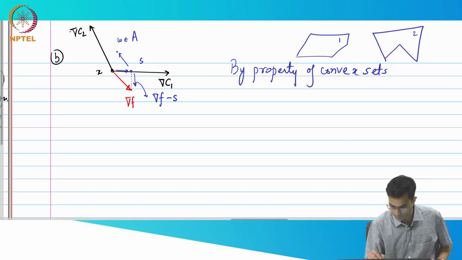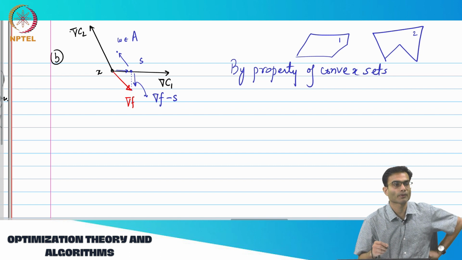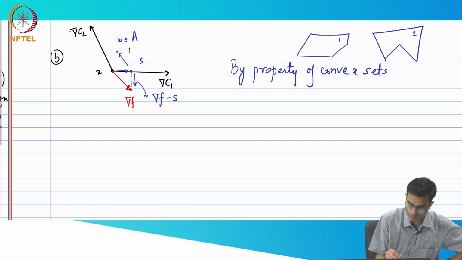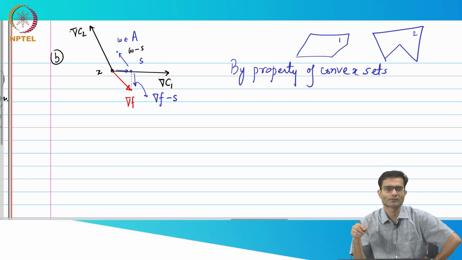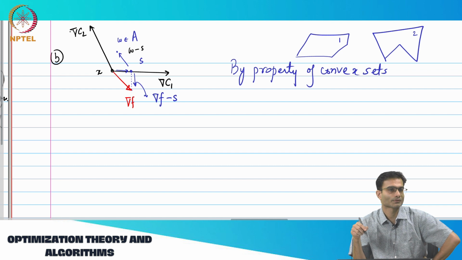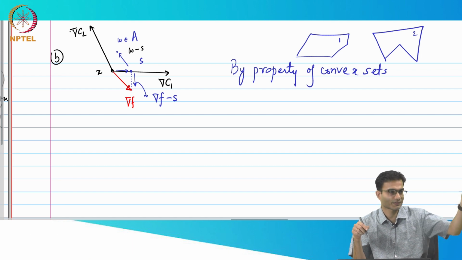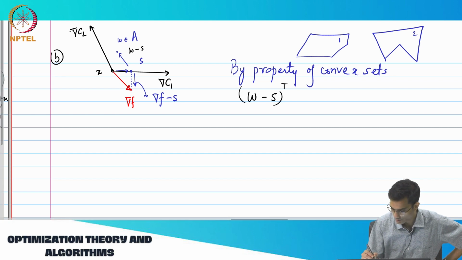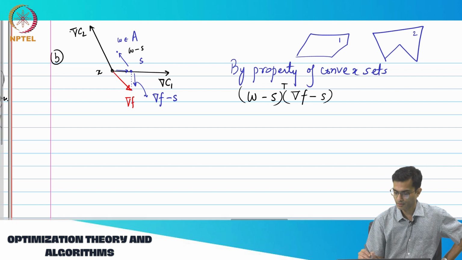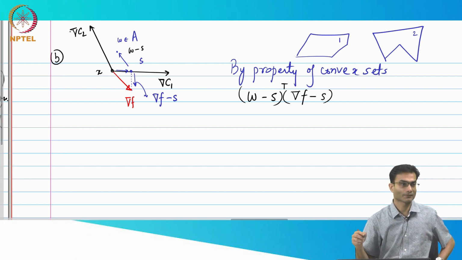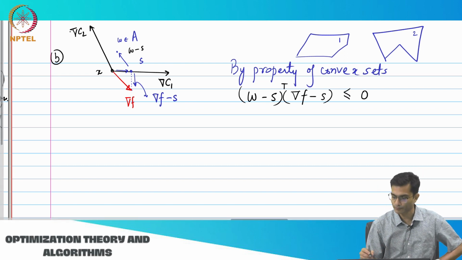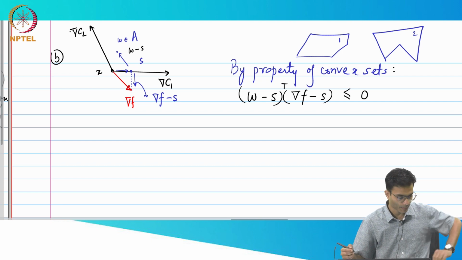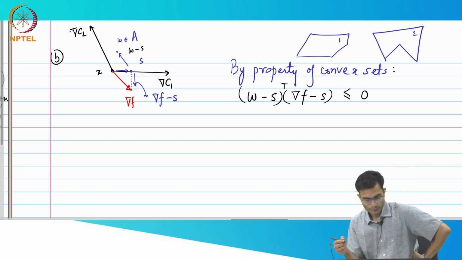So what are these two vectors? This vector that I have drawn on the top, is it S minus W or W minus S? W minus S, right? What is the quick way to remember which way the vector points? The destination is the first guy, the source from where you started has the minus sign. So I will get W minus S inner product with grad F minus S. What should this be? This should be less than or equal to 0. Once again, this is without proof, but at least geometrically you can get a good idea about it.